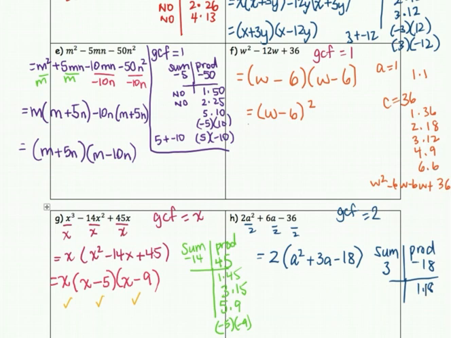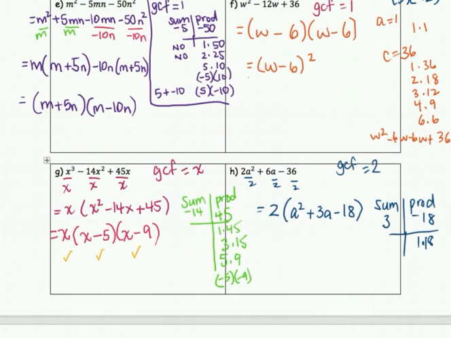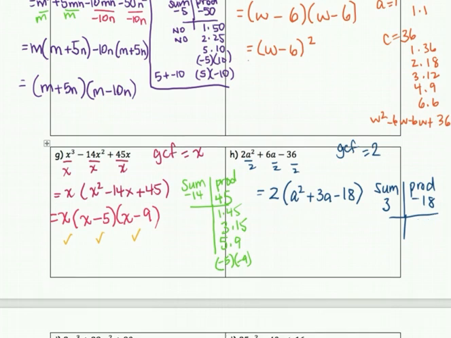1 and 18 didn't work, but always think of those because sometimes that is the pair that you need, and people always skip this one and then sometimes they're stuck for a bit because they forgot to check that one. 2 and 9, no. 3 and 6, yes. If I add them, it's 9, but if I subtract them, I can get to 3. So we just have to tweak the signs.